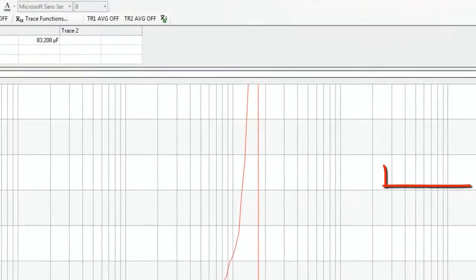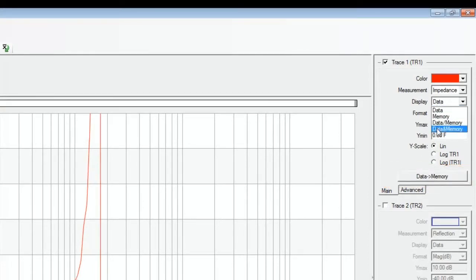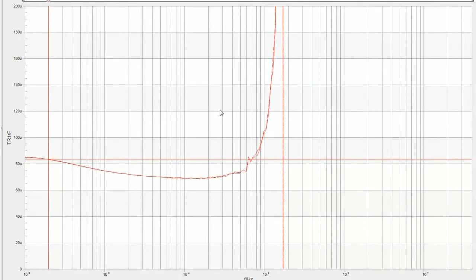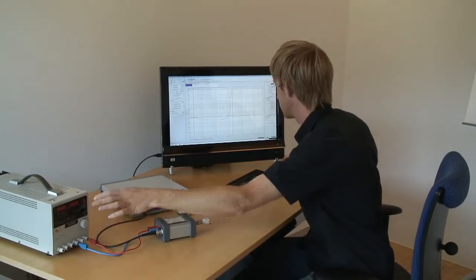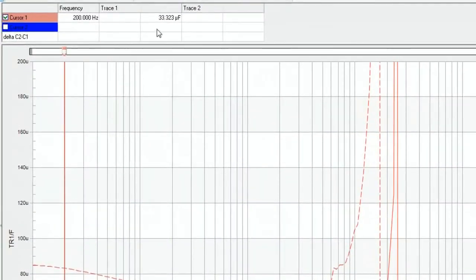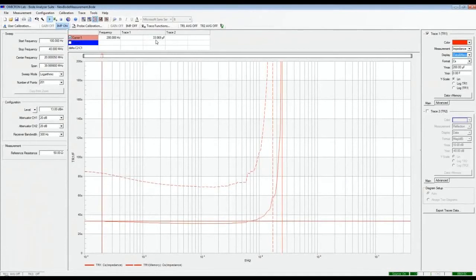I store the curve using the data to memory function and display data and memory. Now I add a DC bias voltage of 5 volts. The cursor value now reduces to 33 microfarads. This shows that the capacitance reduces with increasing DC bias voltage.